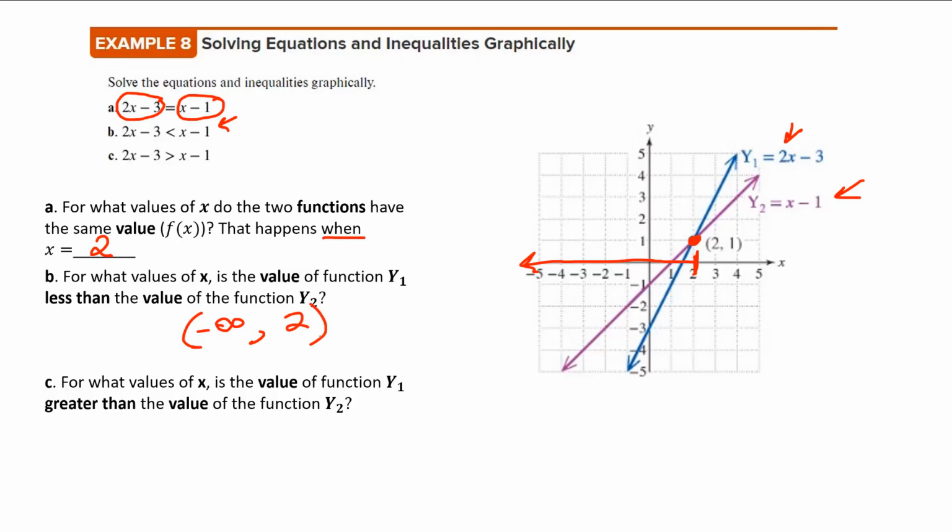And so for the last part, part C, 2x minus 3 is greater than x minus 1. So when is the blue line above the purple line? That happens from 2 to infinity on the x-axis. So as x goes from 2 to infinity, 2x minus 3 is greater than x minus 1. And if you solve these things algebraically, you're going to get the same answer. The main point is that it's asking you to solve it graphically. So show a picture of what's happening here.